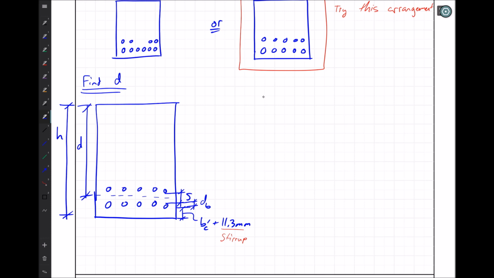We're going to need this dimension here later on. This dimension would be Y, which is equal to H minus D. We'll need that for some crack control calculations later on. If we do our Y calculation, this would be BC prime plus 11.3, which brings us to the bottom of our first row of bars, plus dB plus S over 2.